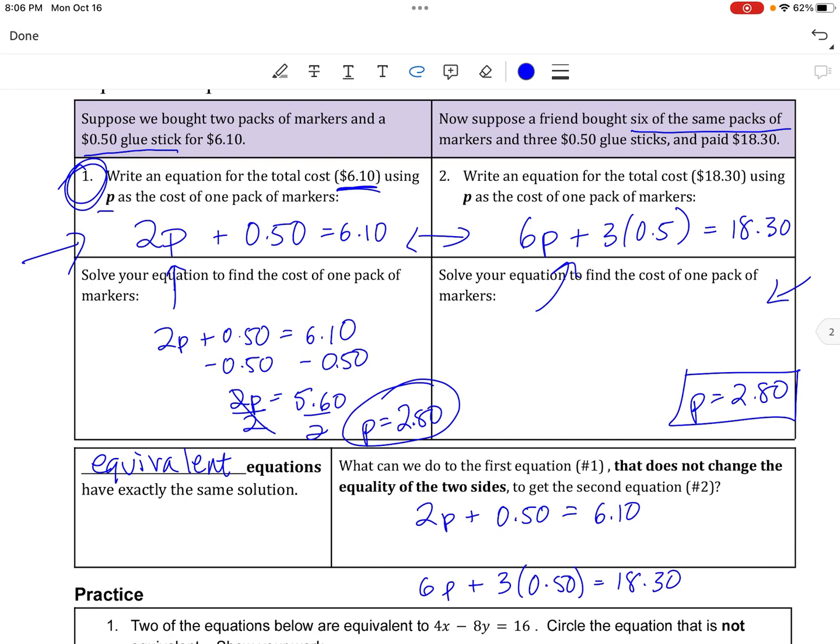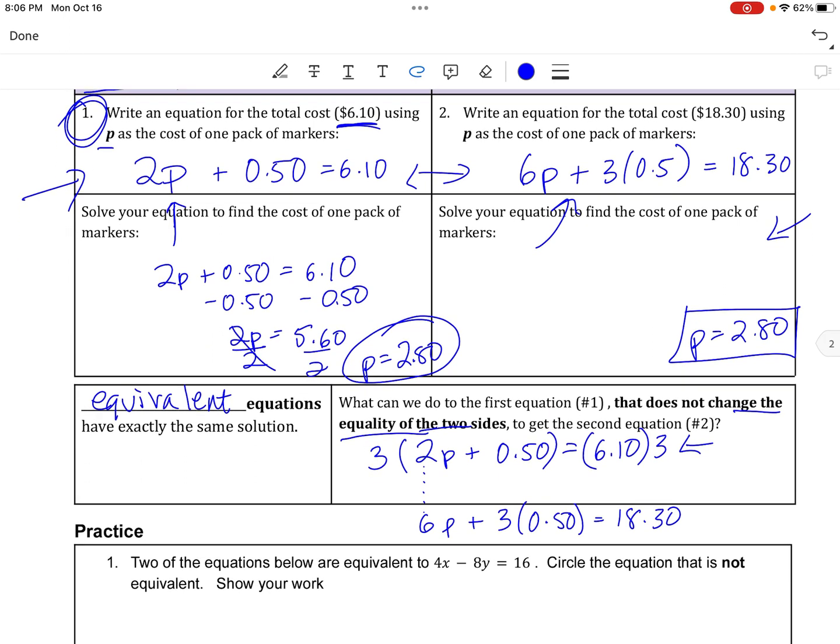So let's try that out. We cannot change the equality of the equation, meaning the equality of the two sides, so we're going to have to do the same thing to both sides of this equation. If you notice here, we got 3 times as many markers. So let's try that. What if we multiplied this side by 3 and this side by 3? We haven't changed the equality. We've done the same thing to both sides. Let's distribute that 3. That will give us 6p plus 50 cents times 3 is $1.50. $6.10 times 3 is $18.30. Aha, we did it. So the answer is, what can we do to the first equation? We can multiply the whole equation by 3.